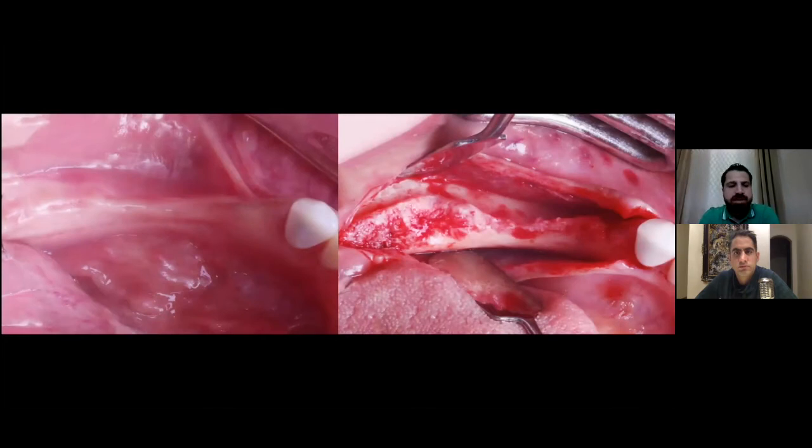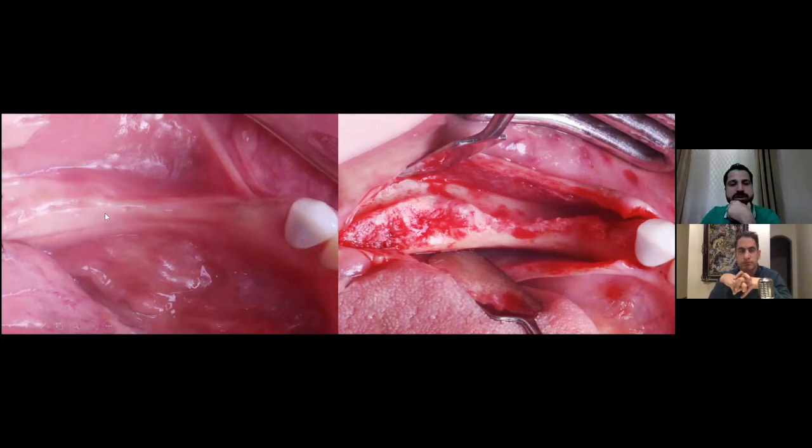So the first thing I'm going to do here is my incision. Here we have a lack of soft tissue as well. We have a lack of keratinized tissue here in the middle. So we have combined problems: we have lack of soft tissue and we have lack of hard tissue.